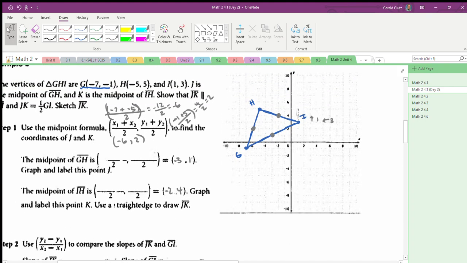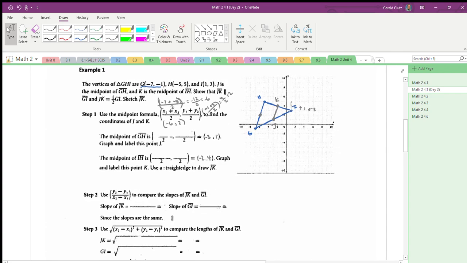And then it says label this point K. We had to label this point J and draw a segment between them. So JK is our midsegment. So step 2, we need to compare the slopes of JK and GI. So if they have the same slope, that means they're parallel. So we're trying to prove 3 things. So that the midsegment has 2 midpoints, that the midsegment is parallel to its third side, and then also that the midsegment is half the length.